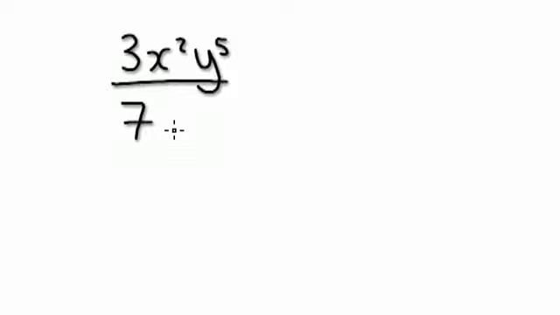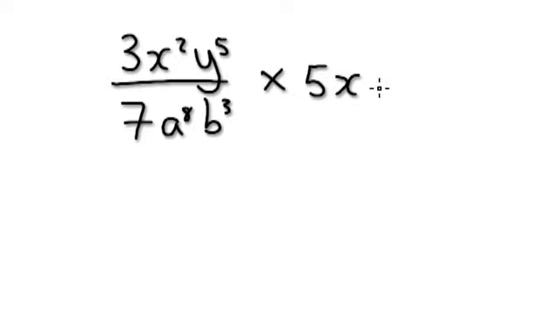Let's see if you can do this. 3x squared y to the power of 5 over 7. Let's say a to the power of 8, b to the power of 3 times 5 to the power x to the power of 3, y to the power of 4. Okay, so what does this become?